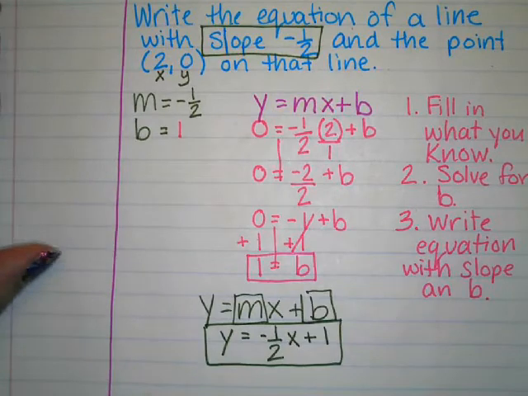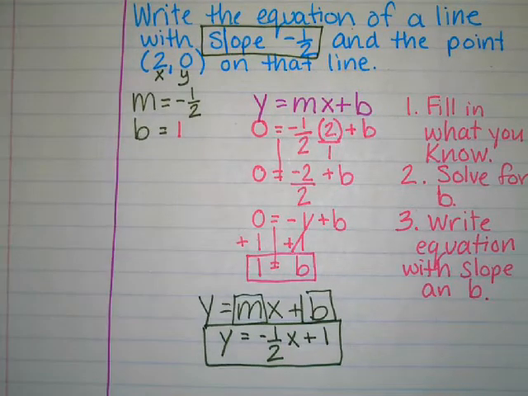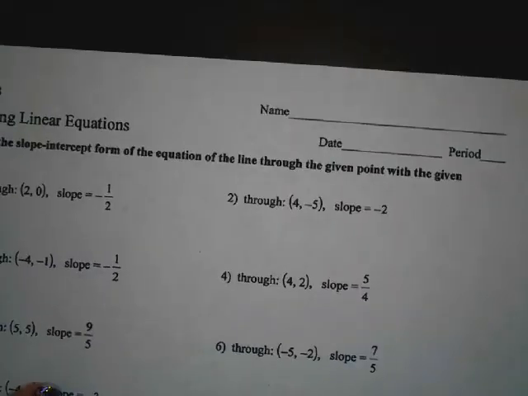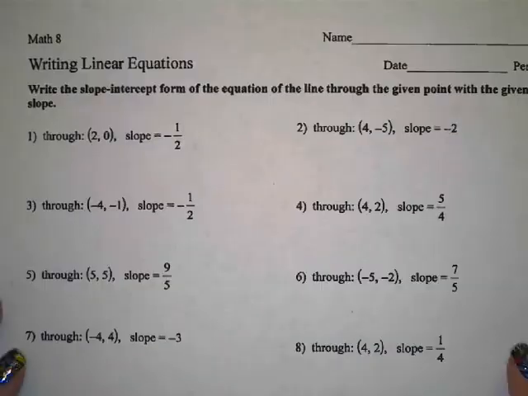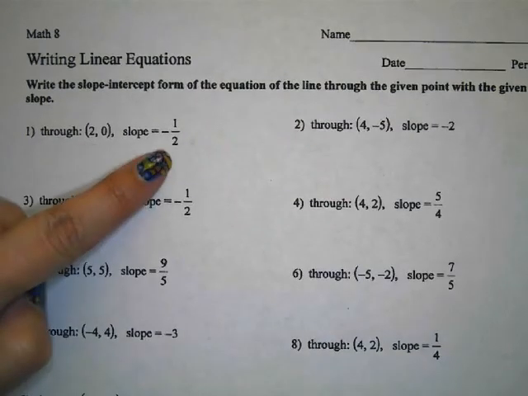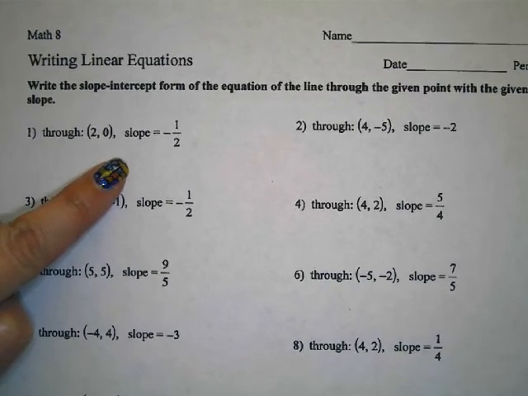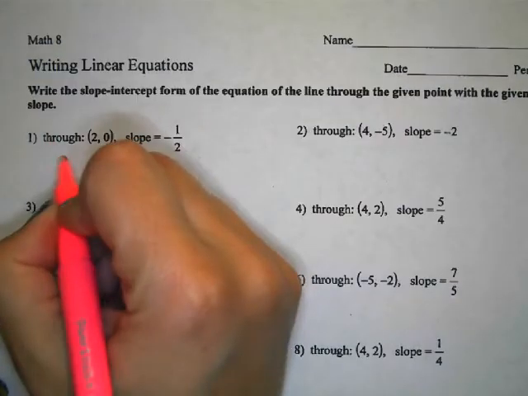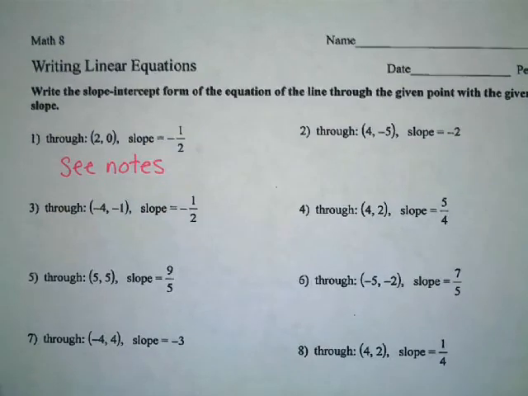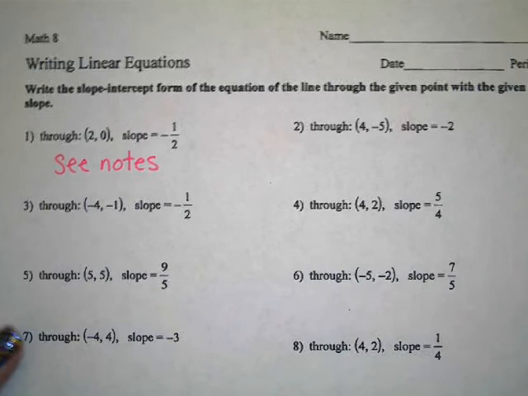Okay. So we're going to go ahead and look at the homework and do another one so that we can make sure that you're understanding it. So let me switch this out. So on your homework, you have 20 problems that you're going through, and you are given a point and a slope, just like the example. Number 1 is actually the example from your notes. So I'm going to write C notes here to remind you to go back and look at your notes. And then let's go ahead and look at number 2.